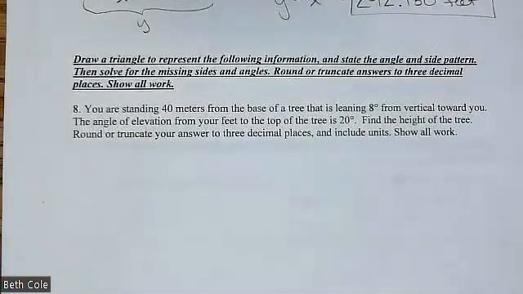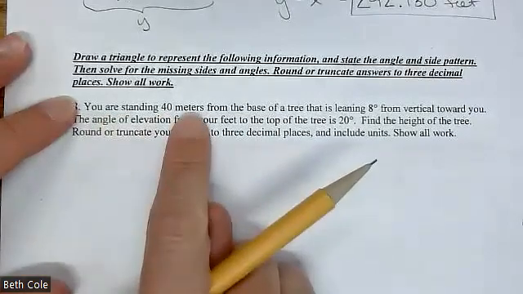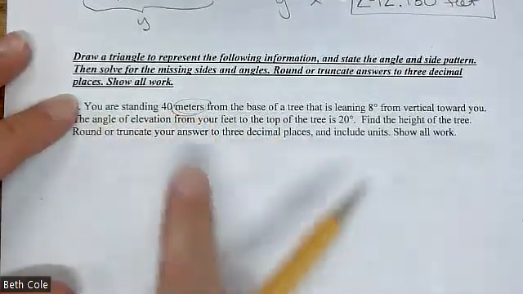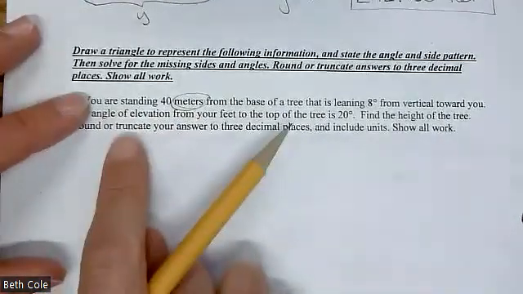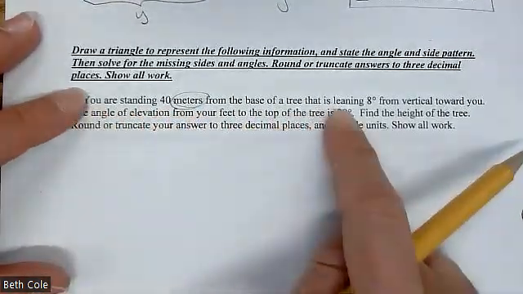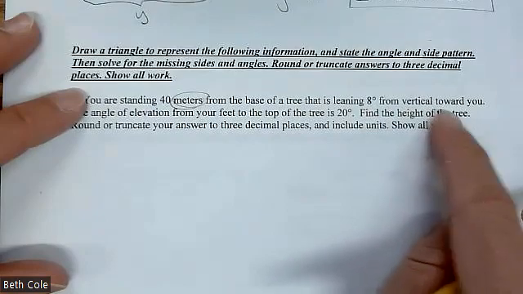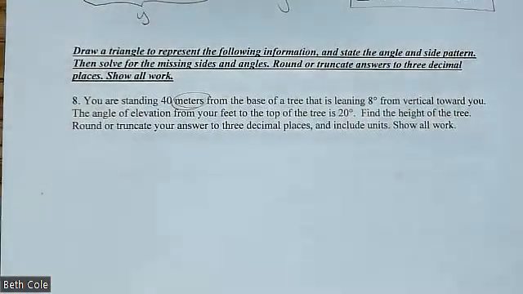As a heads up, this one won't be a right triangle. Oh, and I made it meters. Be aware of that. I try to change it every once in a while just so you actually read the problem. If I made it feet every time, you'd never even read it. All right, you are standing 40 meters from the base of a tree that's leaning 8 degrees from the vertical towards you. The trees are mostly upright, but sometimes they lean.